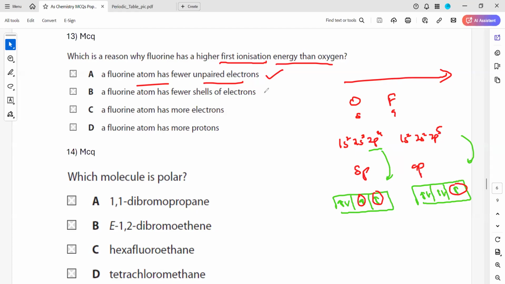Fluorine atom has fewer shells of electrons, so this statement is wrong. They have the same shell. This statement itself is wrong. Fluorine atom has more electrons. This statement is also true, that fluorine atom is having more electrons.